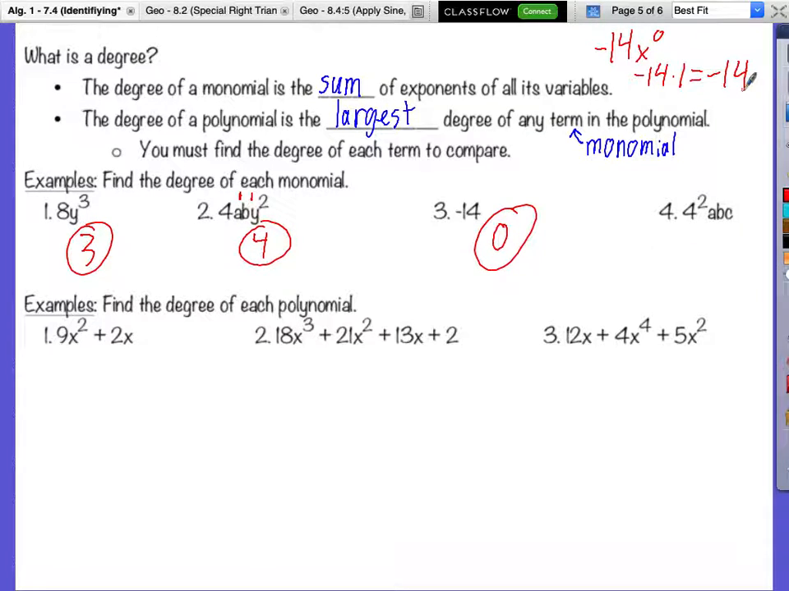Tyson, head up, please. On 4, 4 squared ABC. How many variables do we have here, Josh? 3. Awesome. We have A, B, and C, right? What kind of power do we have on A, Sarah? Haley, what kind of power do we have on B? Rome, what kind of power do we have on C? 1. Gabe, what is the sum of the exponents of the variables? 3. Very good. Why didn't you add 2? Because 4 isn't a variable. So even though 2 is an exponent, it's not on a variable. So this has a degree of 3. Questions on that?